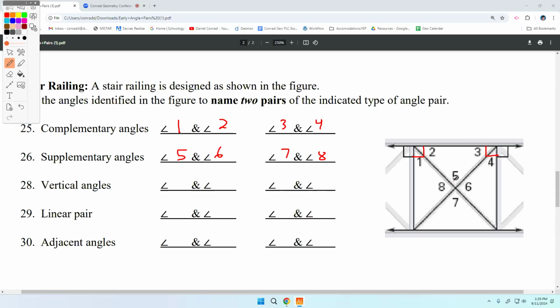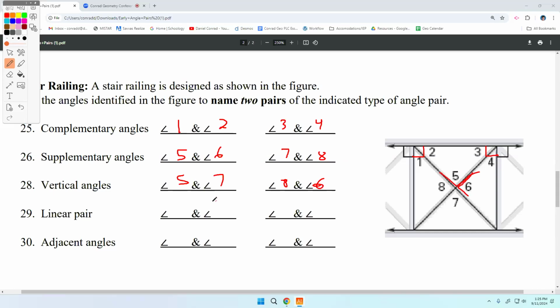Okay, vertical are across from each other when two lines intersect. So you could do 5 and 7 are vertical, or 8 and 6 are vertical. Okay, linear pairs are supplementary angles that are adjacent. So let's just look at our supplementary ones, 5 and 6. Do 5 and 6 share a common side? Yes, they do.